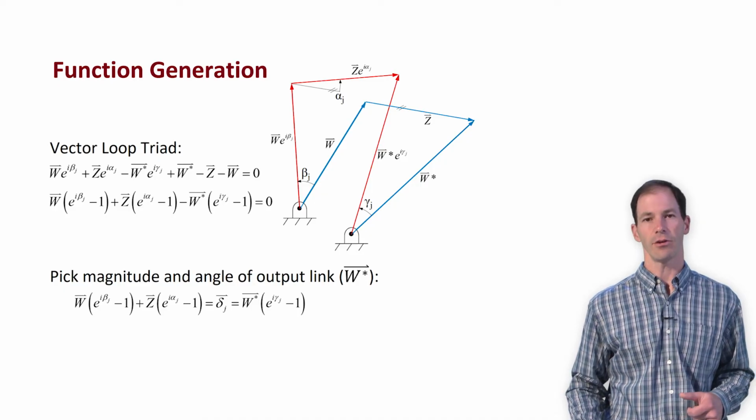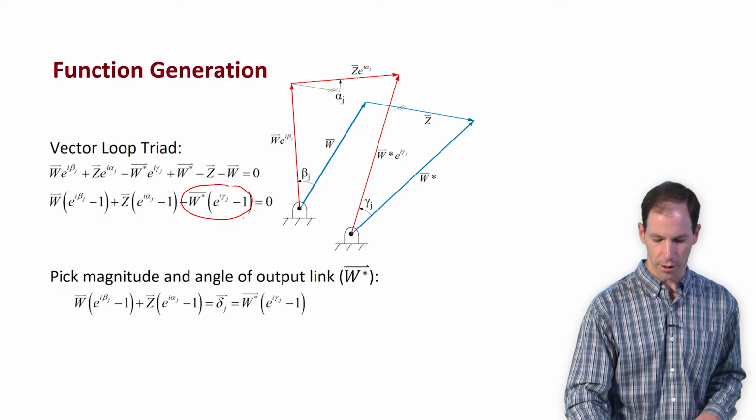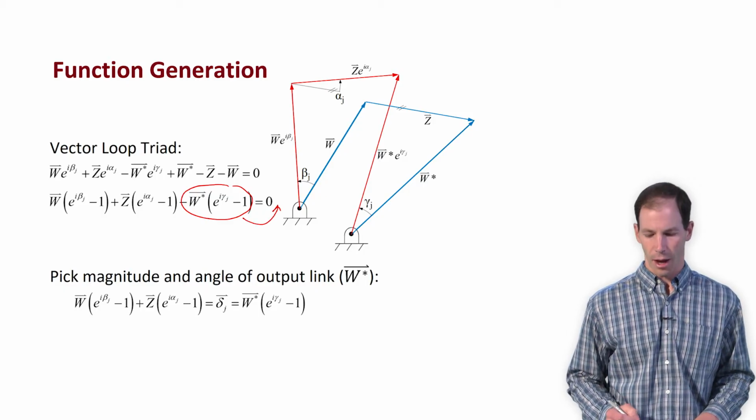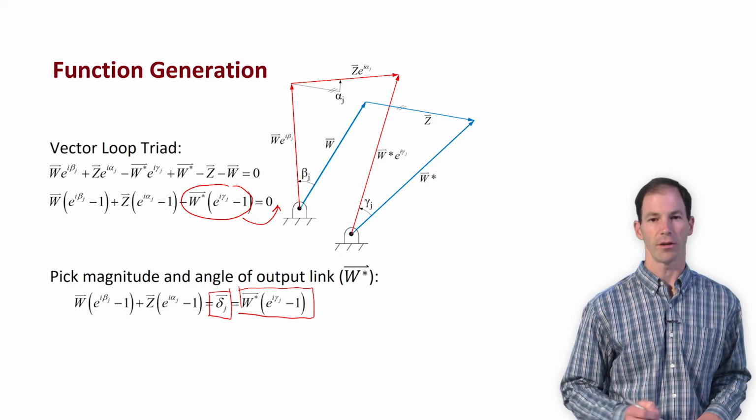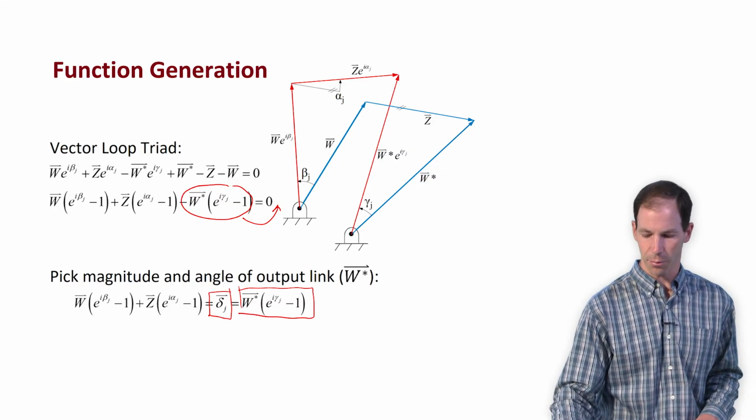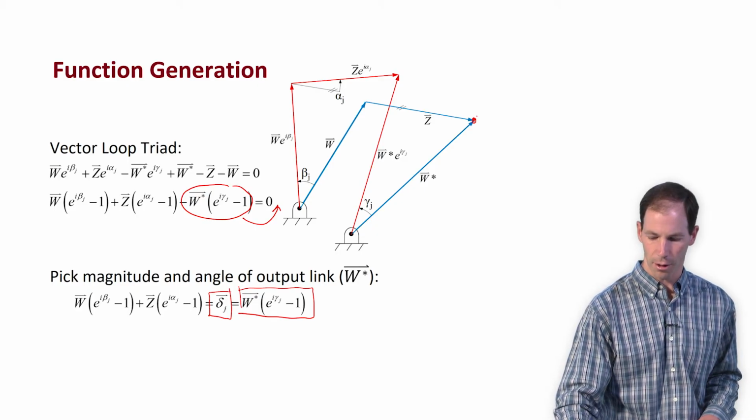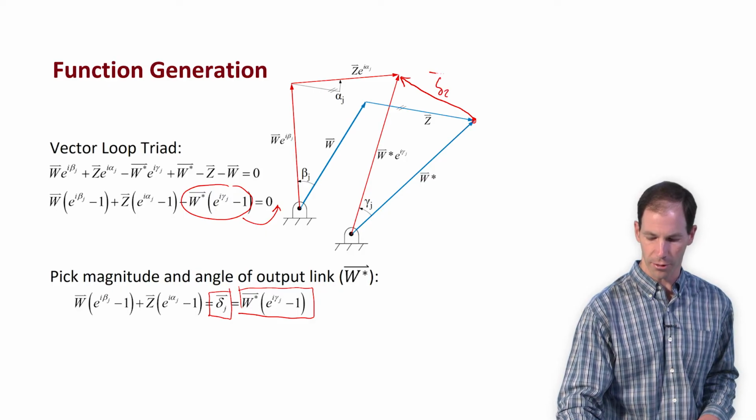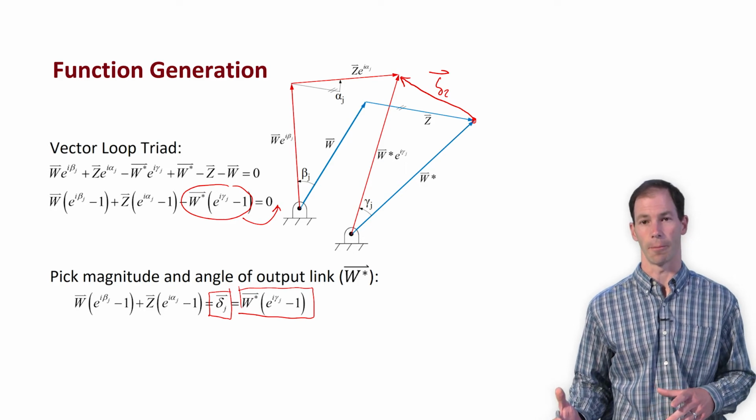So by picking the magnitude and the angle of the W star vector, I can move this term over to the other side of my equation. And now you'll notice that by having this term on the other side of the equation, I can equate that to a displacement vector, delta J. Now this displacement vector, delta J, is basically going from this point right here up to this point right here, and that is my delta J vector. That is the same as W star times its rotation operator minus 1.